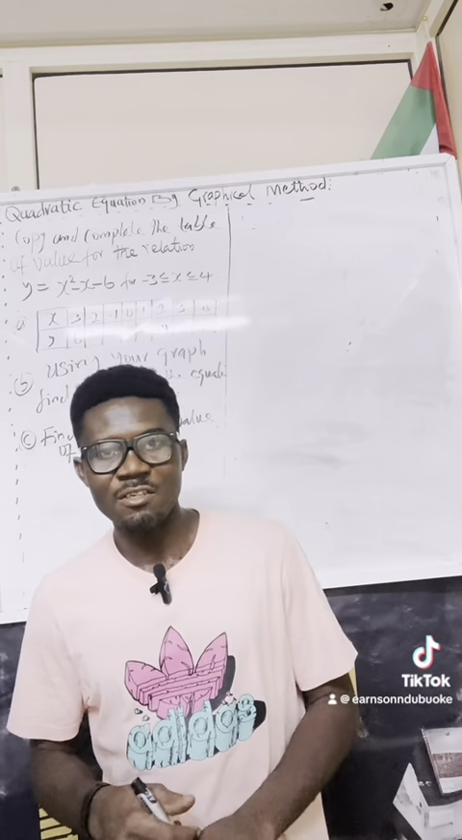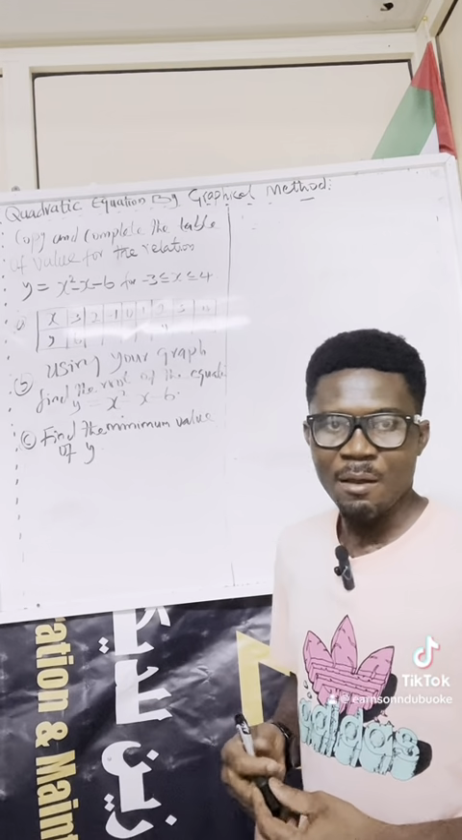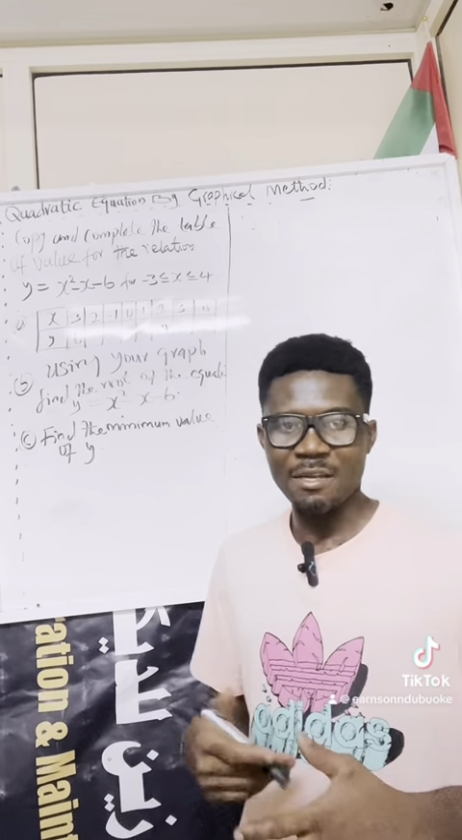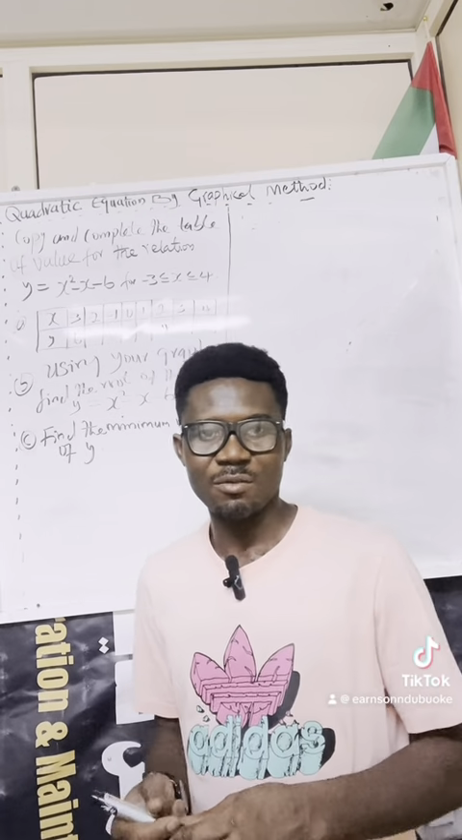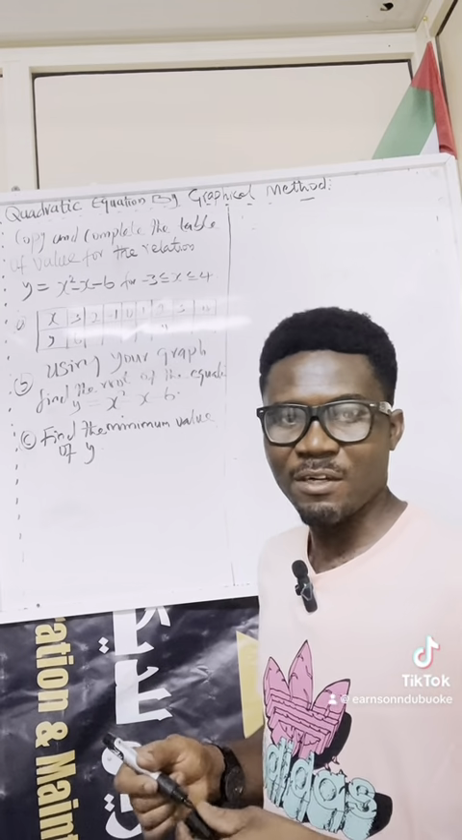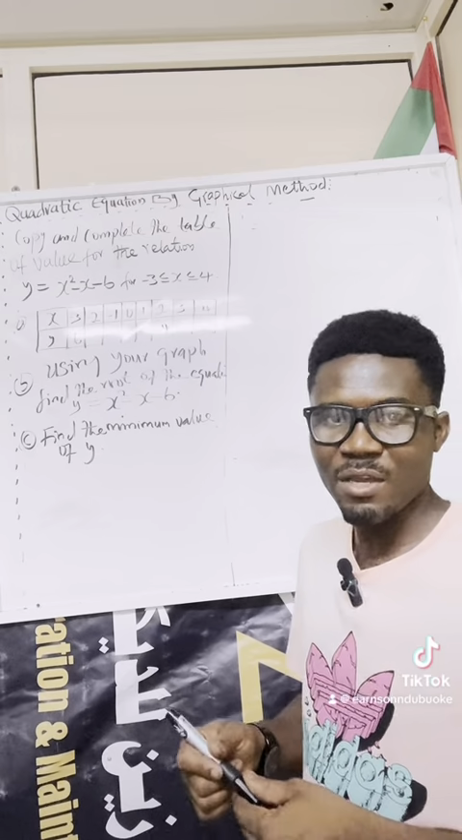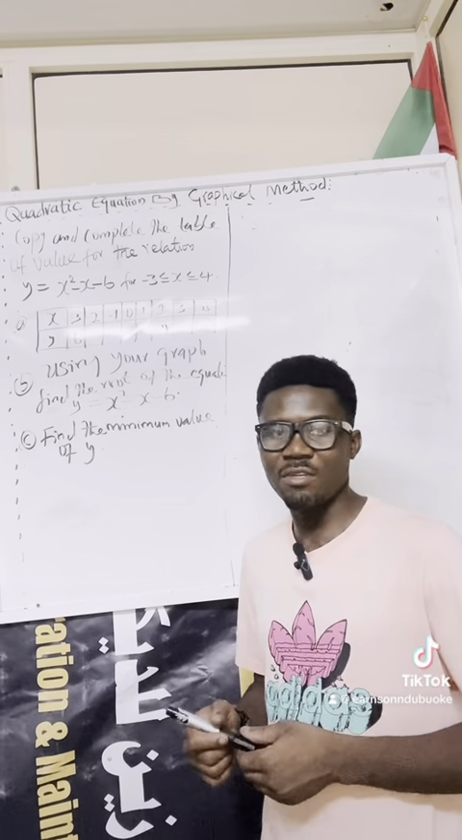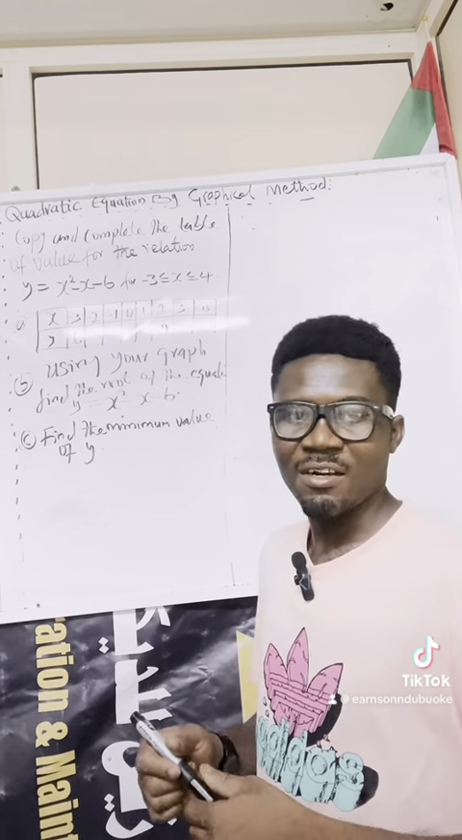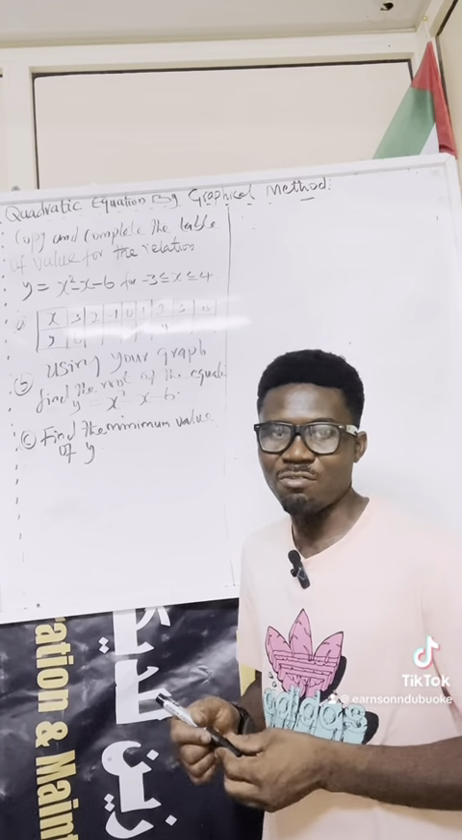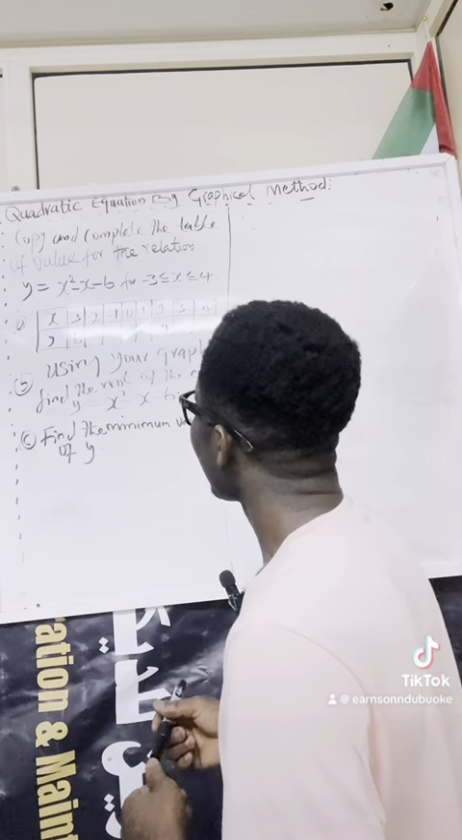So we have been discussing quadratic equations, using the methods to solve a quadratic equation, and we have finished with the factorization method, completing the square and the quadratic formula method. And today we want to use the graphical method to find the root of the equation.